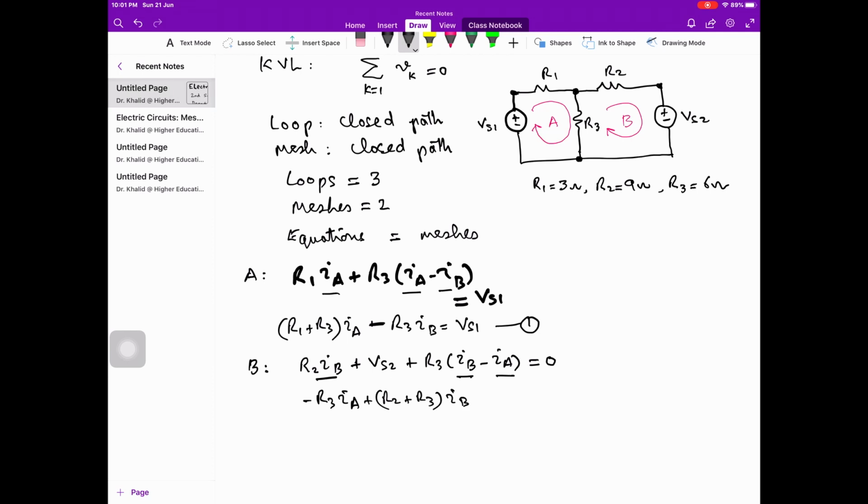There is another term in it over here, VS2. So if we express it to the right hand side, this is VS2, and this is very important. You have to consider the signs of each and everything. And then this is our equation 2 for mesh 2.